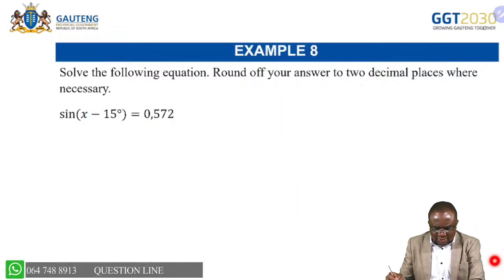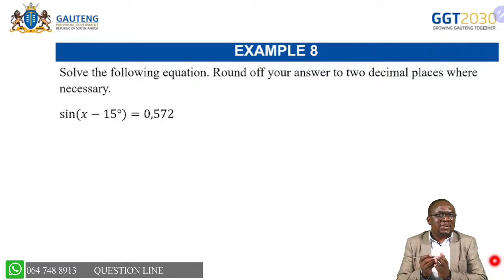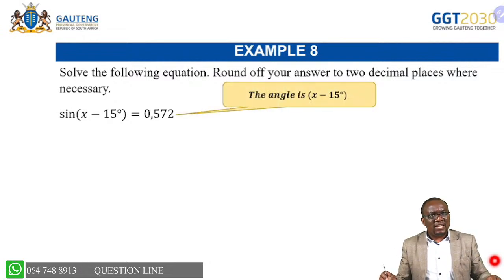Solve the following equation, round off your answer to 2 decimal places where necessary. Now, which one is our angle? What is our angle? Is it x only? Is it negative 15 degrees? No, the whole bracket is our angle. So x minus 15 is our angle.